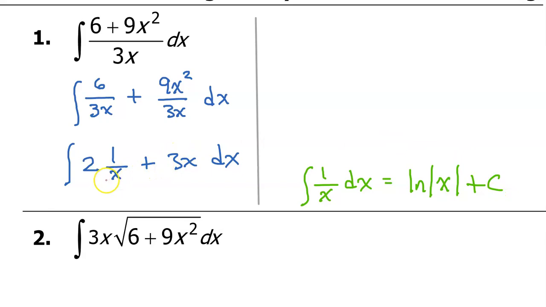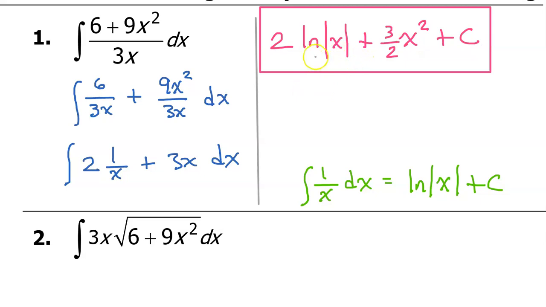So integrating term by term, for the first term I'm going to leave the 2 in the front, and then the integral of 1 over x, as I mentioned, is the natural log of the absolute value of x. The plus c will come later. Moving on to the 3x, I'm using the power rule of integration. So that x is going to become x squared, and then you divide by your new exponent. So that'll give me 3 divided by 2 plus c. So this is the final answer.